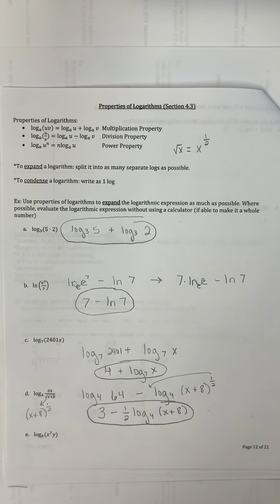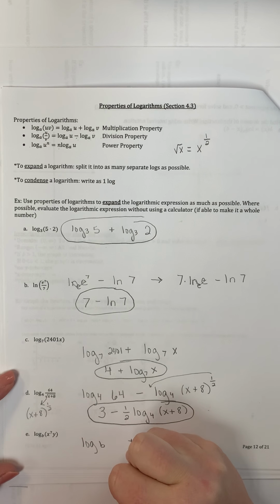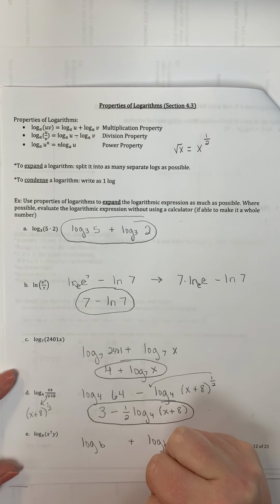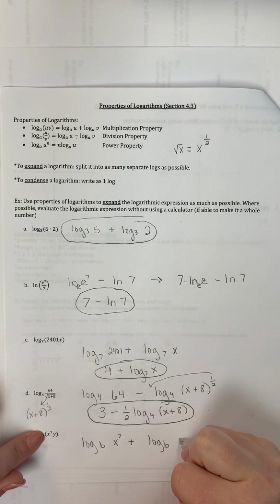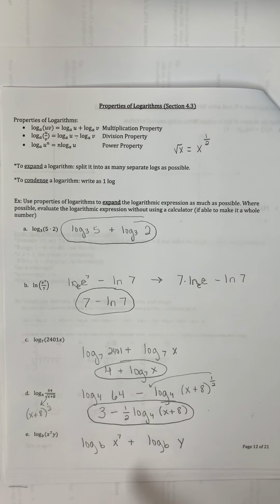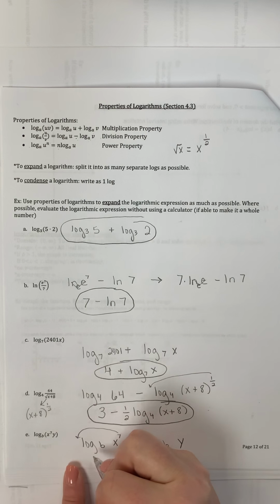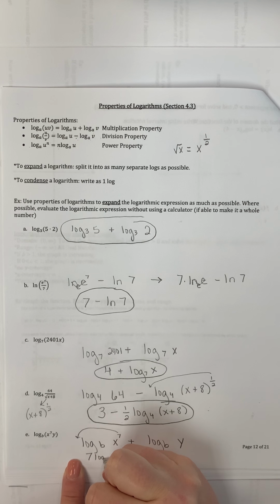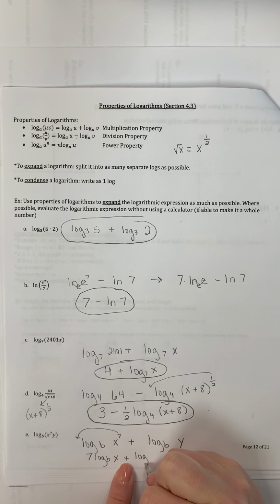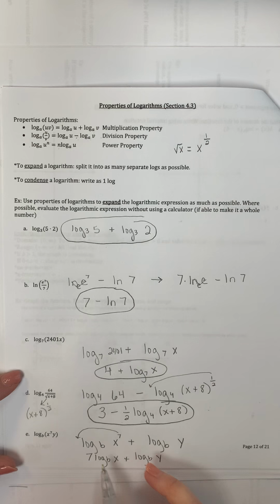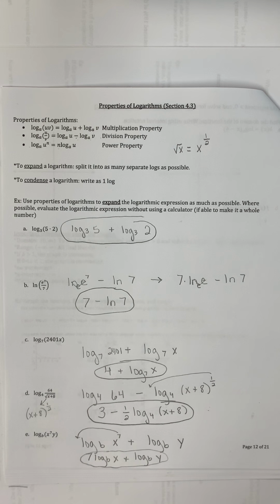All right, last one, E down there. I have two items multiplied together, so I know that I'm going to be adding 2 logs. I take the first item, and then I take the second item. Now this has an exponent, so I'm going to move it to the front. I get 7 log base b of x plus log base b of y. Now I can't even pretend to enter that in the calculator, so that's the end.